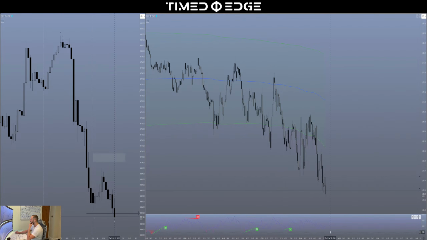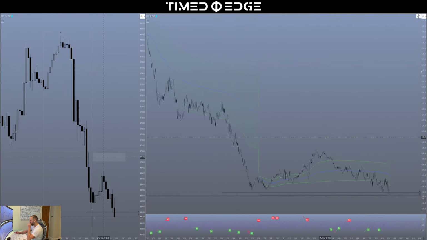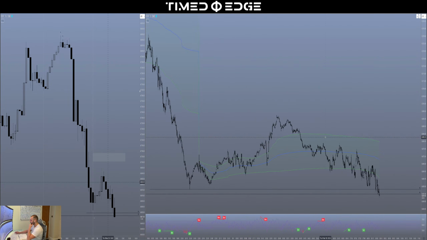Because people are looking to get in long here. You know, also long here. That's why we get this. Then it rolls over. Hasn't finished its target yet.